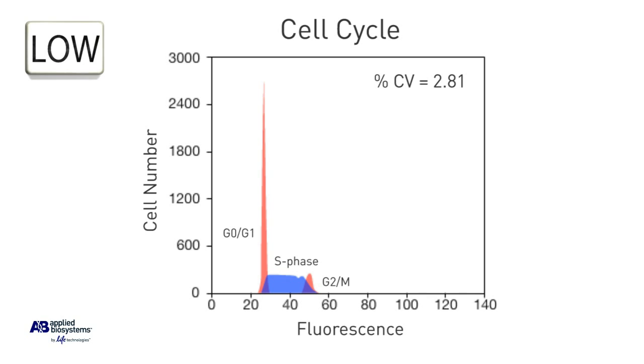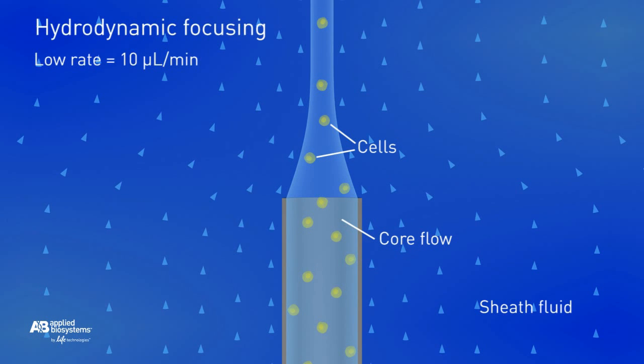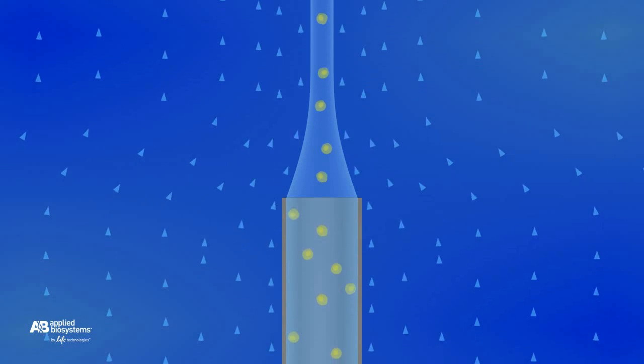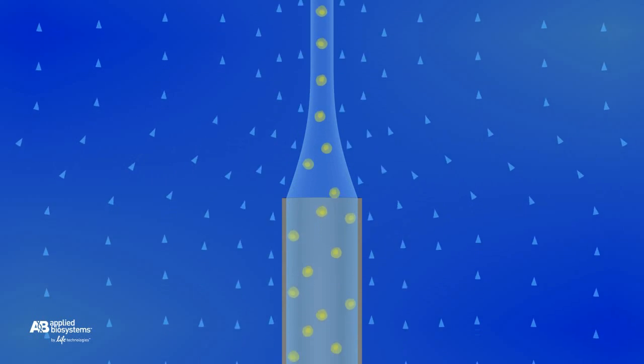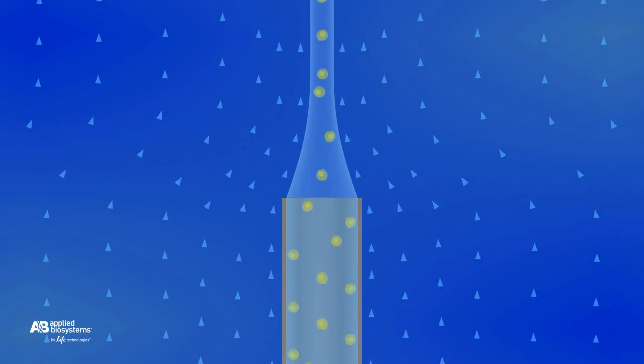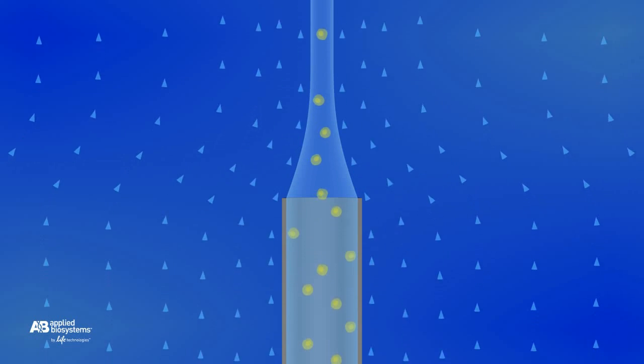Let's take a look at why low sample introduction rates in traditional cytometers generally give more accurate and precise data. At a low sample introduction rate, say 10 microliters per minute, the sample stream is introduced to fast-moving sheath fluid, and the force exerted by the rapid flow pulls the sample stream along and stretches it into a narrow core region. This serves to reduce the area that the cells can occupy to a narrow core and to move the cells single file through the laser beam and data collection area.